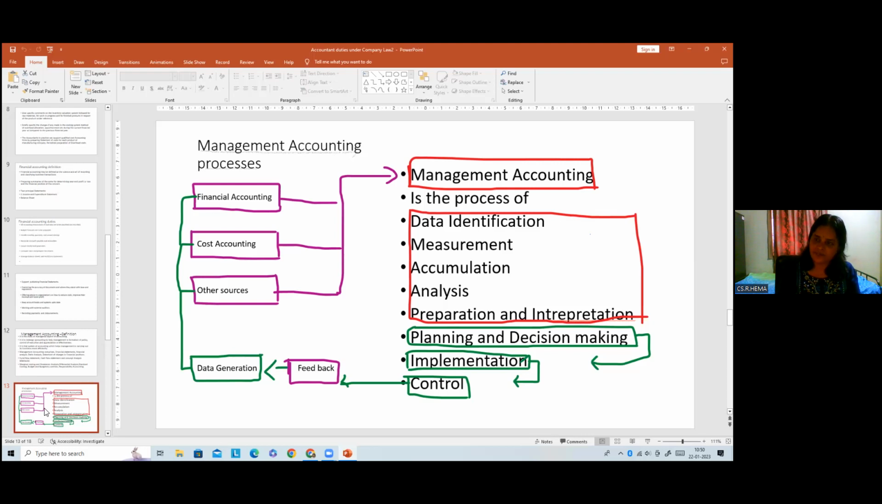So it gives feedback, and that data generation is once again useful for the next financial year for creating financial accounting, cost accounting, and other sources of information. So this will be useful for next year's preparation.